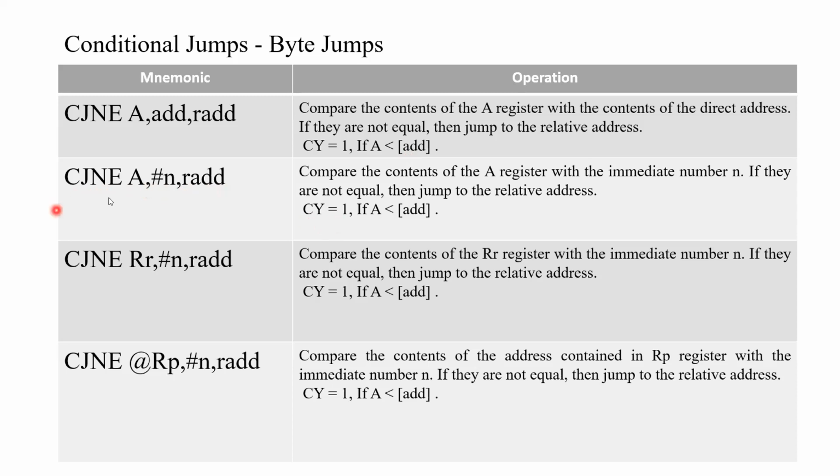This is the condition we have. It is checking for the equality of the contents, whether the contents of the accumulator and the address, or the accumulator and the immediate number, are equal or not. Similarly, here we have compare jump not equal, Rn comma hash n. This is how the conditional jump works.